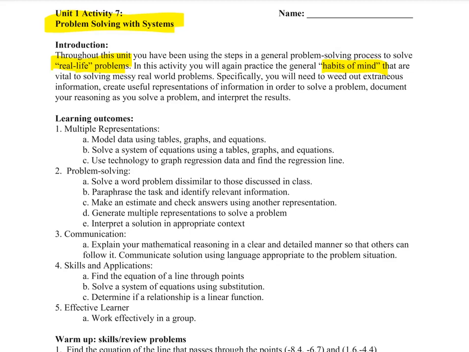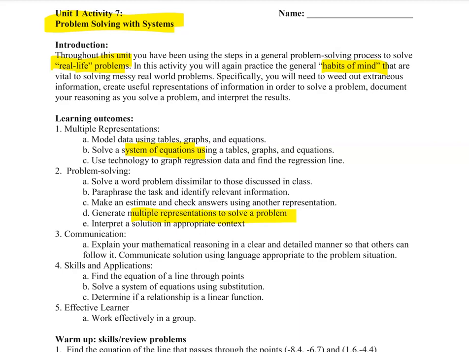Learning outcomes. We will model data using tables, graphs, and equations, solve systems of equations using tables, graphs, and equations. We did that from the last activity, and use technology to graph regression data and find the regression line. Problem solving. Solve a word problem that's similar to those discussed in the class. Paraphrase the task and identify the relevant information. Make an estimate and check answers using another representation. Generate multiple representations to solve a problem, and of course interpret the result.